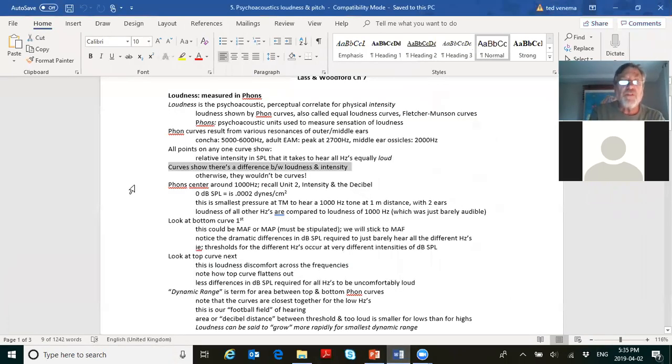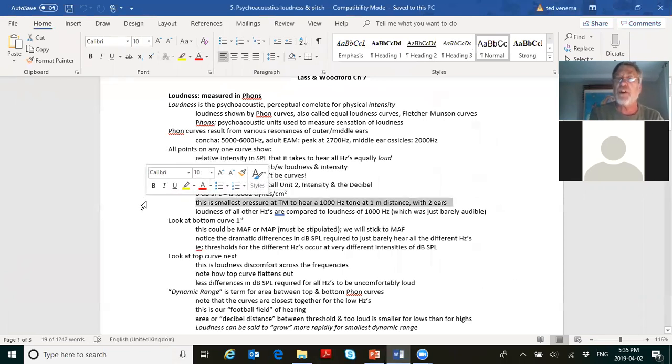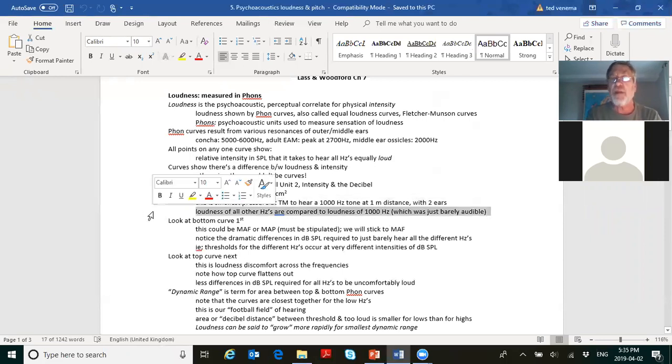So, phons always center around 1,000 hertz. Recall unit 2, intensity in the decibel. 0 dB SPL is 0.0002 dynes per centimeter squared. This is the smallest pressure at the eardrum to just barely hear a 1000 hertz tone at 1 meter distance from a speaker with 2 ears. The loudness of all other frequencies are compared to this loudness of 1000 hertz, which was just barely audible.